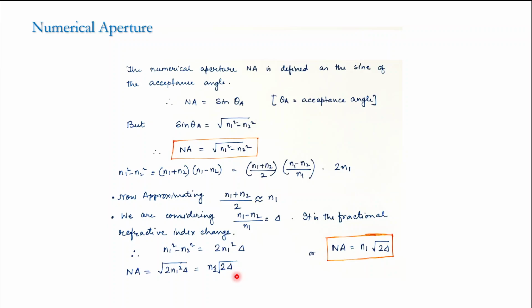Typically the acceptance angle theta is less than 30 degrees. When theta is less than 30 degrees, the numerical aperture has a value less than 0.5. If the numerical aperture is very large, it implies that the fiber will accept a large amount of light from the source. So this is all about the acceptance angle and numerical aperture.